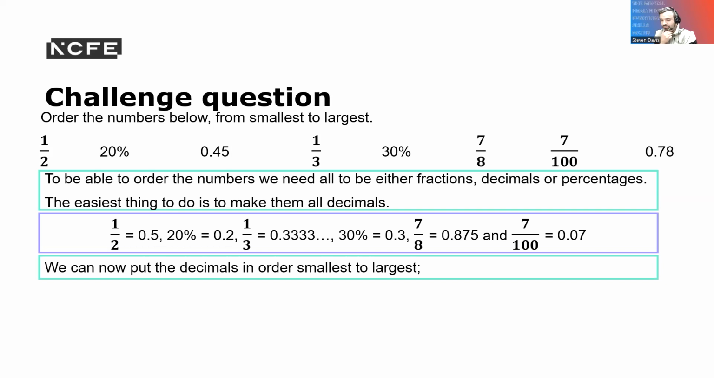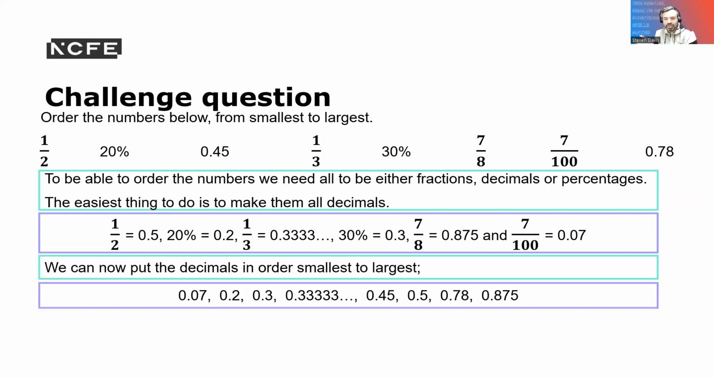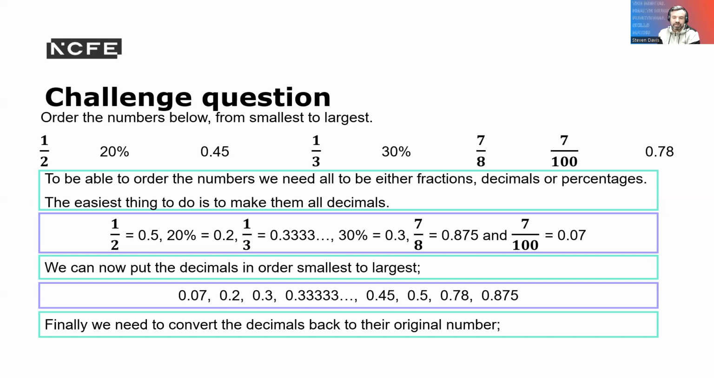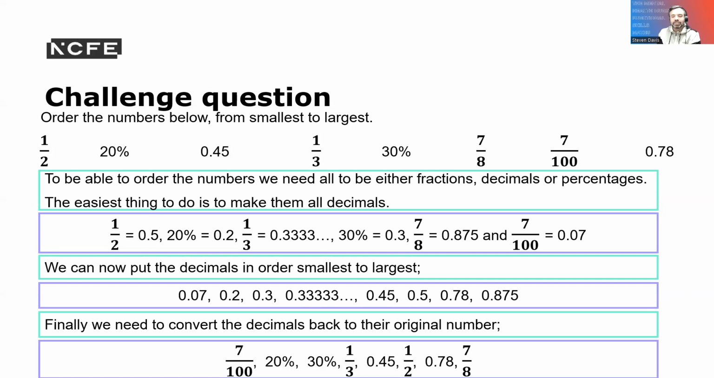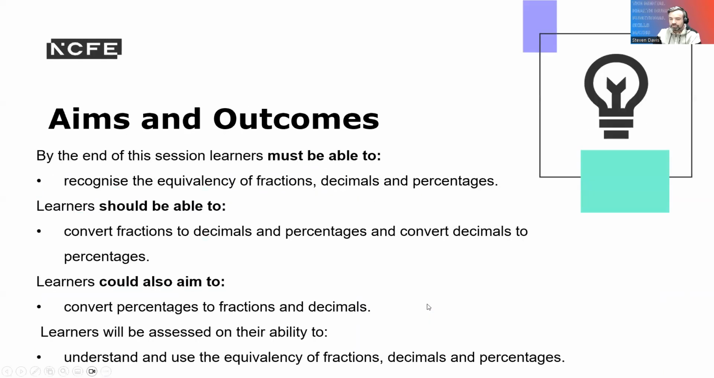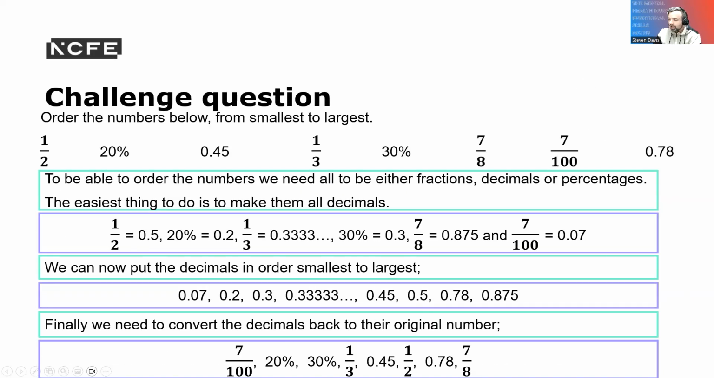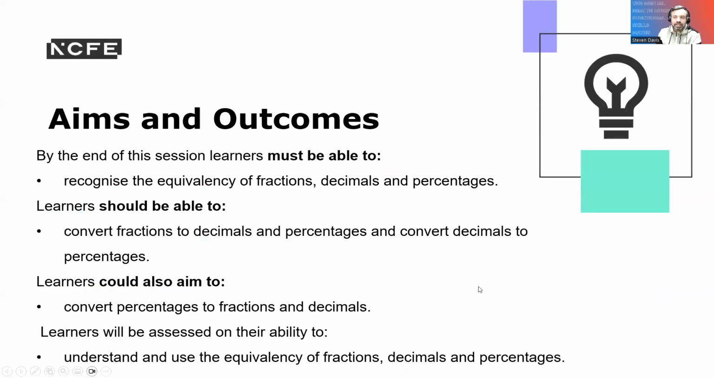We can now put the decimals in order from the smallest to the largest, can't we? So it would then go 0.07, 0.2, 0.3, 0.333, 0.45, 0.5, 0.78, and 0.875. Finally, we need to convert the decimals back to their original numbers. So now we've got 20%, 30%, 0.45, and 0.78.